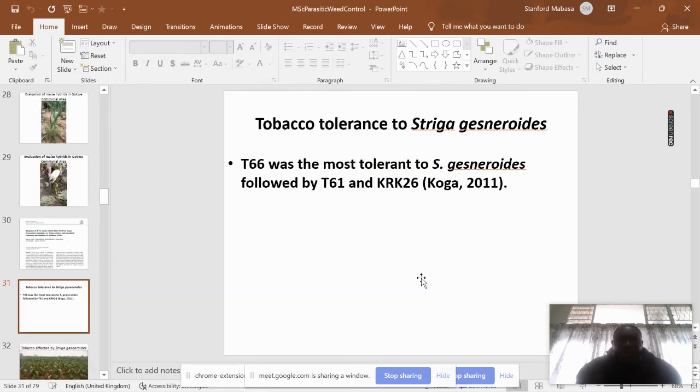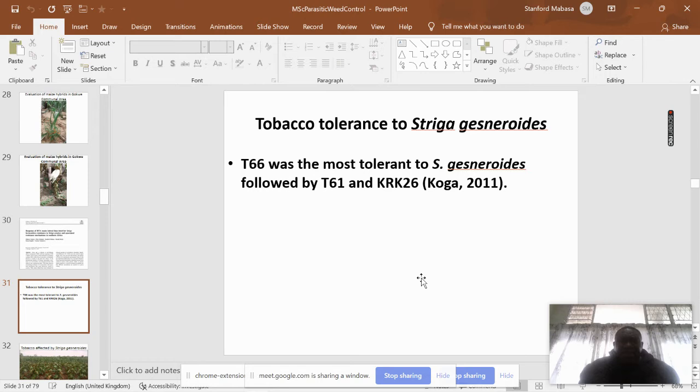Now we move on to tobacco tolerance to Striga gesnerioides, which is a problem to tobacco. In fact, the expansion of growing tobacco in Zimbabwe resulted in some of the tobacco being grown in Striga gesnerioides endemic areas, places like Mvuma, where striga is a serious problem.